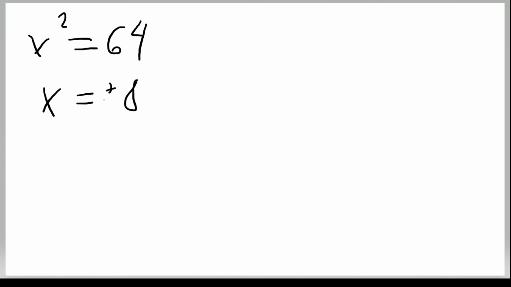Now an easier example would be just x squared equals 64. This is pretty easy since 64 has the square root of 8, so it'd just be x equals positive or negative 8 after you take the square roots. So that's probably one of the easiest ones. Now let's move on to something a little harder.